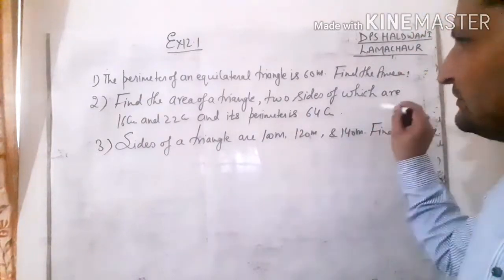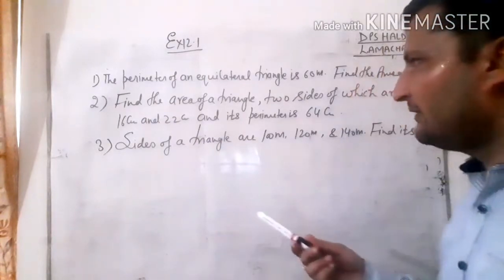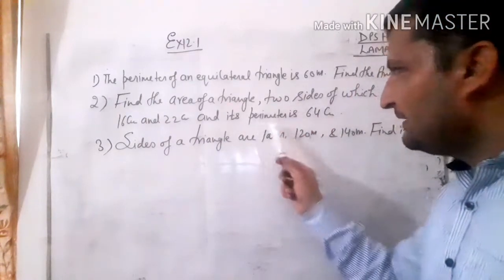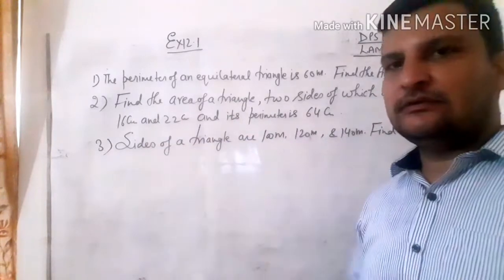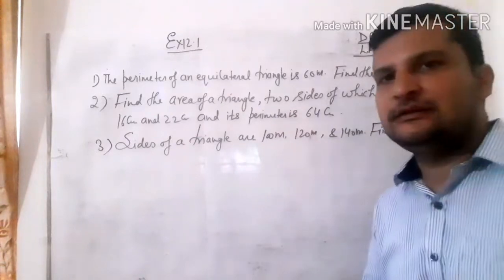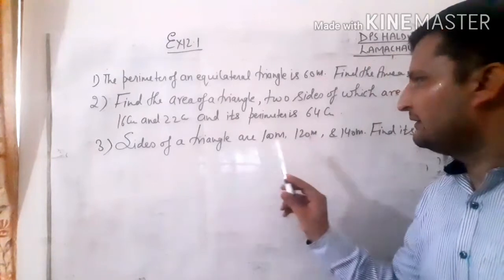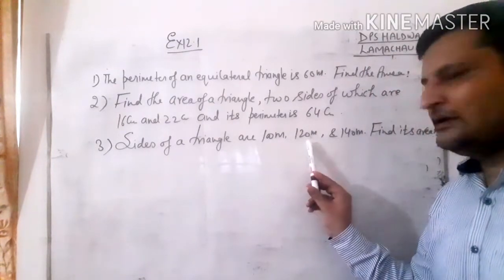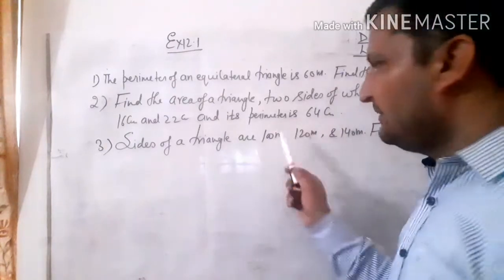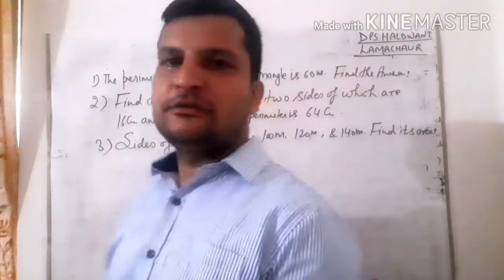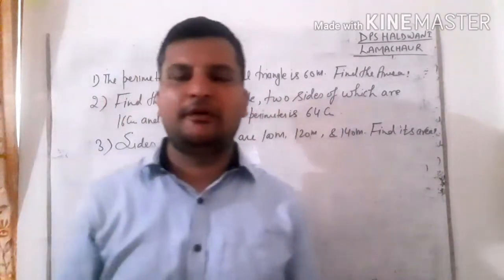Now in this question, students, two sides are given, 16 and 22 centimeter. So first you have to find the third side. How can you find the third side? Because the perimeter is given as 64 centimeter, you can find the third side by 64 minus this plus this. Then find the area by using Heron's formula. And then the third question is, sides of a triangle are 100 meter, 120 meter and 140 meter. Find its area. So a, b and c, all three are given. You have to find the area with the help of Heron's formula.